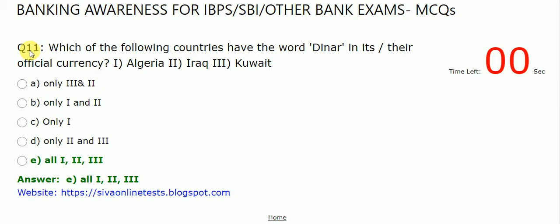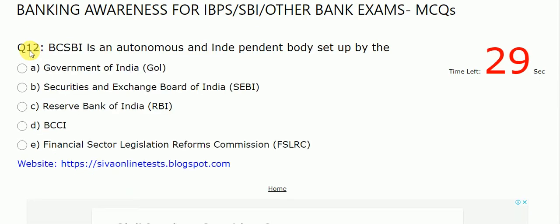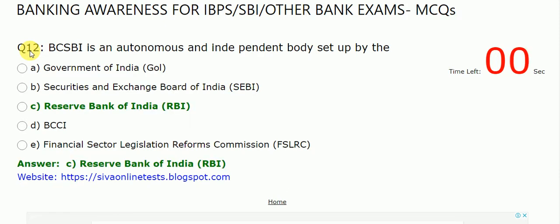Question 12. BCSBI is an autonomous and independent body set up by the. Options. A. Government of India, GoI. B. Securities and Exchange Board of India, SEBI. C. Reserve Bank of India, RBI. D. BCCI. E. Financial Sector Legislative Reforms Commission, FSLRC. Answer. C. Reserve Bank of India, RBI.